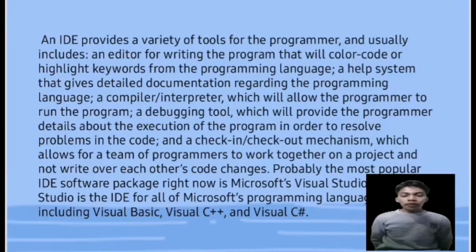An IDE provides a variety of tools for the programmer and usually includes an editor for writing the program that will color code or highlight keywords from the programming language. A help system that gives detailed documentation regarding the programming language. A compiler or interpreter will allow the programmer to run the program. A debugging tool which will provide the programmer details about the execution of the program in order to resolve problems in the code, and a check-in check-out mechanism will allow a team of programmers to work together on a project and not write over each other's code changes.